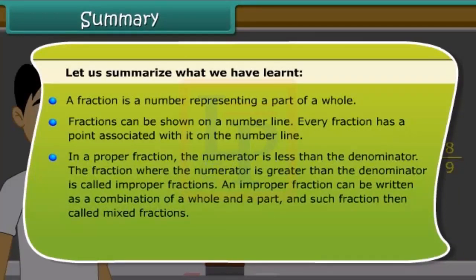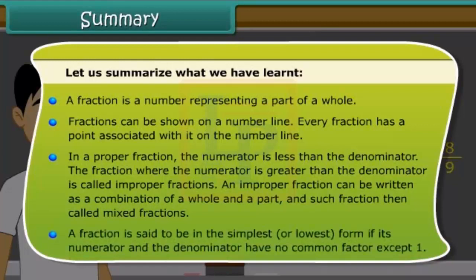In a proper fraction, the numerator is less than the denominator. The fraction where the numerator is greater than the denominator is called improper fraction. An improper fraction can be written as a combination of a whole and a part, and such a fraction is then called mixed fraction. A fraction is said to be in the simplest or lowest form if its numerator and the denominator have no common factor except 1.